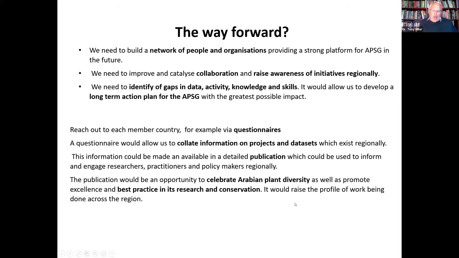So that's a few of my ideas, but I'm aware that we're really running out of time. So I think it would be useful to hear any thoughts or questions from other people, any comments about the new Arabian Plant Specialist Group and ideas on how we might go about reaching its new goals. Thank you.